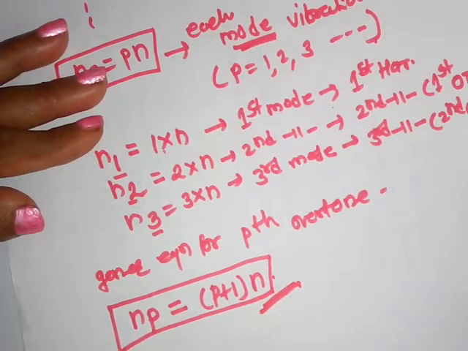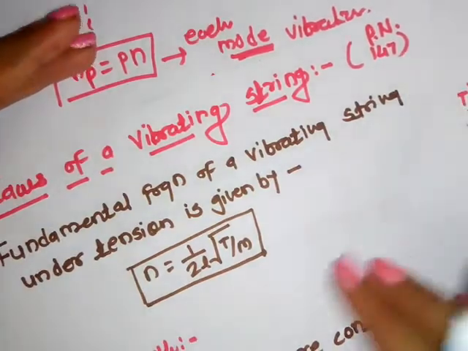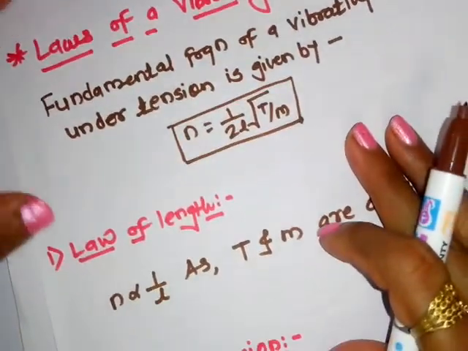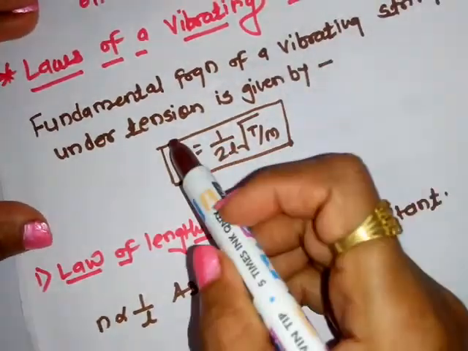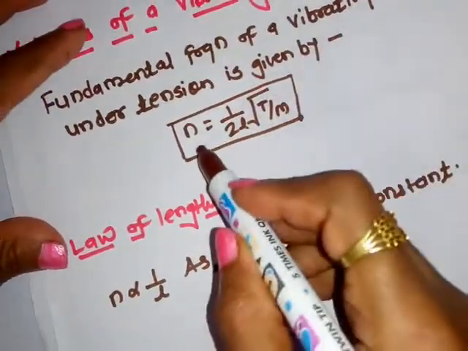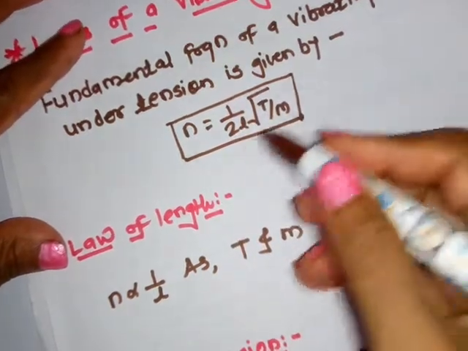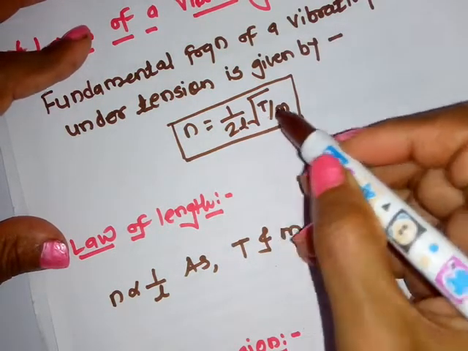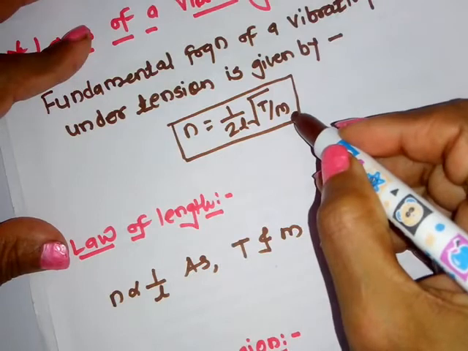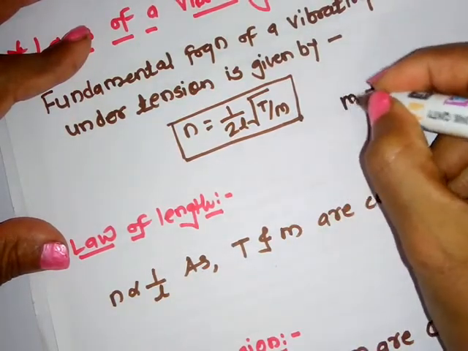Let us continue with the next article, laws of vibrating string, from page number 147. We know the fundamental frequency of a vibrating string under a tension is given by the formula n is equal to 1 upon 2L under root of T by M. Here L is the vibrating length, T is the applied tension to the string, and M represents the mass per unit length, and it is also called the linear density.